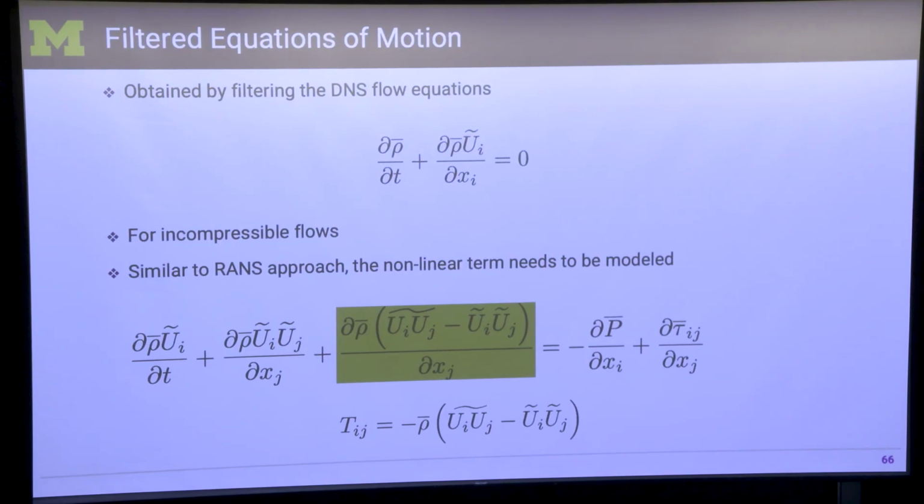These are called the subfilter stresses. If you do RANS, Reynolds stresses or u prime, v prime average, things like that, it's very similar, but in LES it's at the subfilter level. So I need to have a model for this term here. That's the main thing. Everything else there is fully resolved. You don't need to model anything. It's only this term that needs to be modeled. If I can model it, then I can get around this idea of having to resolve all the scales.